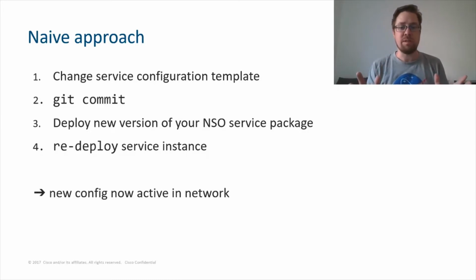Change the service configuration template, right? After that, we commit our changes to Git. I hope that you're using Git or some version control software to keep track of all your code, your service templates, etc. And as we push this to our code hosting server, it will hopefully also go through a CI testing system with various test cases and so on. Once that's passed, we proceed to deploy our new version of the NSO service package to our production NSO system, after which we can run the redeploy on the service instances. And at this point, we now have our new configuration being active in the network.